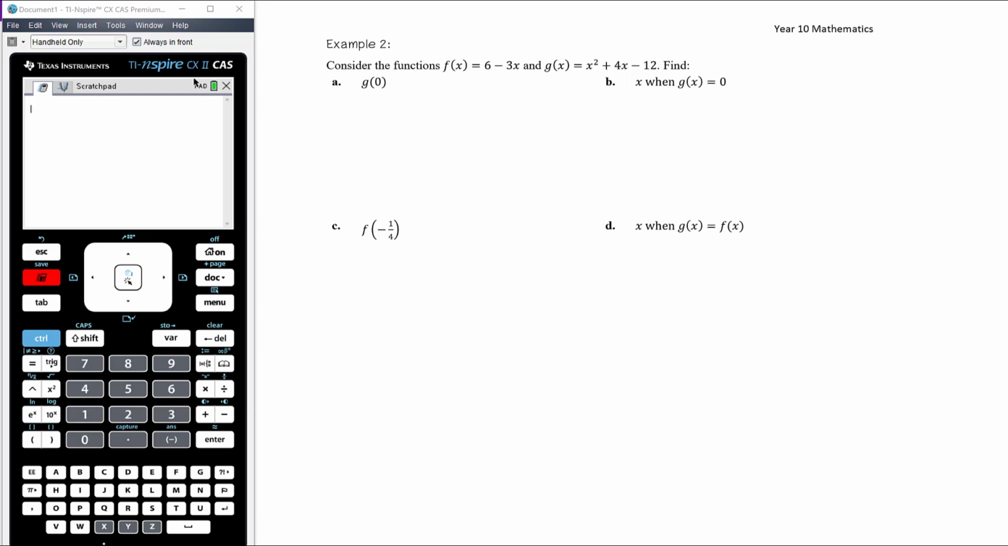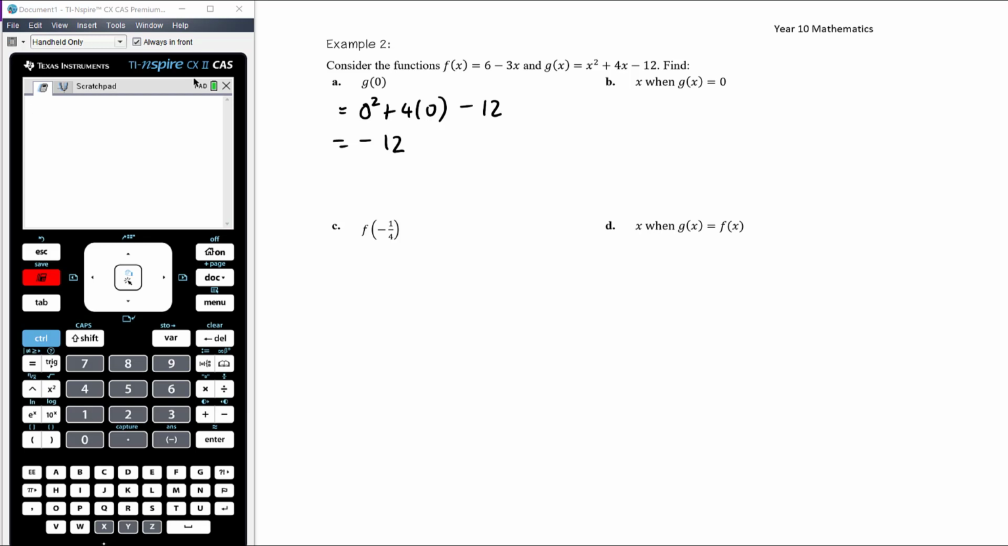We want to find these various things. So g of 0, which means we're going to apply the rule g. The rule g says you square your input, you add that together with 4 times the input, and then you subtract 12. So if the input is 0, we're going to square 0, we're going to add that together with 4 times 0, and then we're going to subtract 12. Okay, we're making the input 0, which means everywhere there's an x, it becomes 0. So in this case, that leaves us with negative 12.